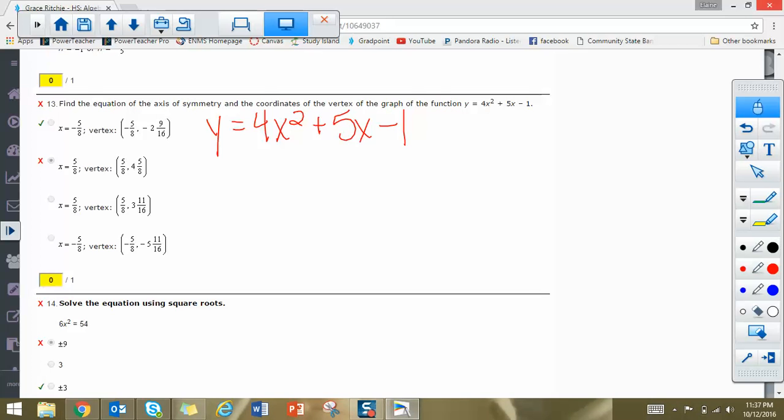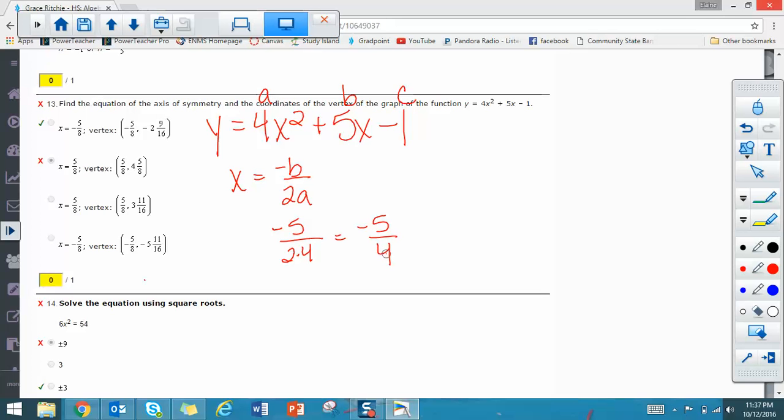So that formula for the axis of symmetry is x equals negative b over 2a. And remember that a is the number in front of x squared, b is in front of x, and c is in the back. So if I do negative b, that's negative 5 over 2 times a, which is 4. So negative 5 eighths is your axis of symmetry. So that rules out this one, and it rules out this one.